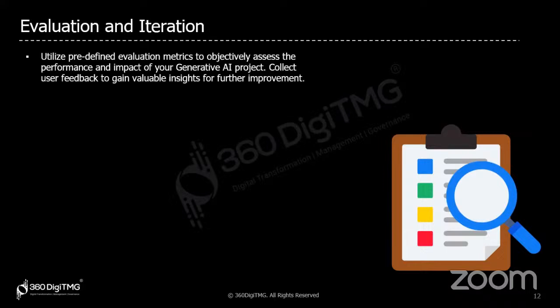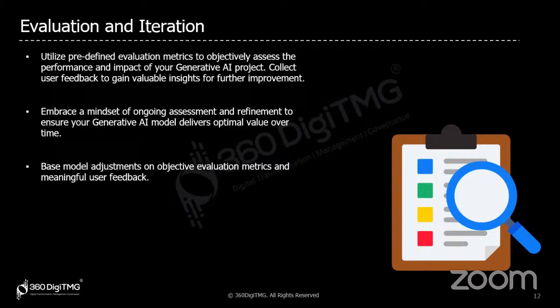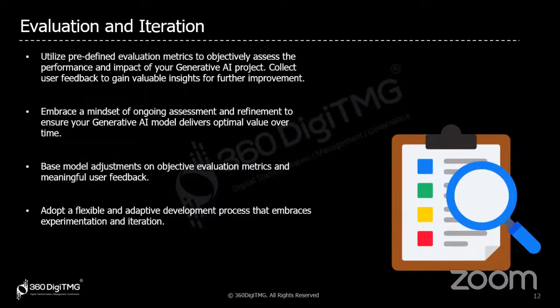Evaluation and iteration, utilizing predefined evaluation metrics. There are a lot of predefined evaluation metrics which can help you understand whether your Gen AI model is performing well or not, and taking a lot of valuable feedback and further improving and building on your model, right? Embracing a mindset that generative AI is still developing. It's in a very developmental phase, so you need to keep an open mind and experiment a lot more. And yes, obviously base model adjustments will be happening because your evaluation metrics will always take you back and push you further, right? So take it as a benchmark, be sportive about it, right?